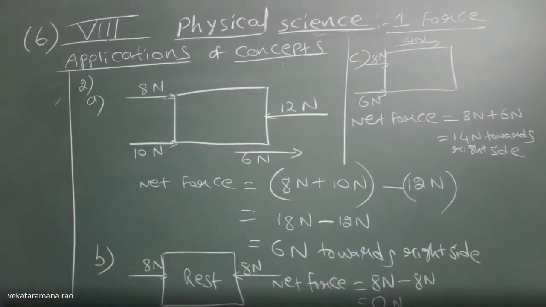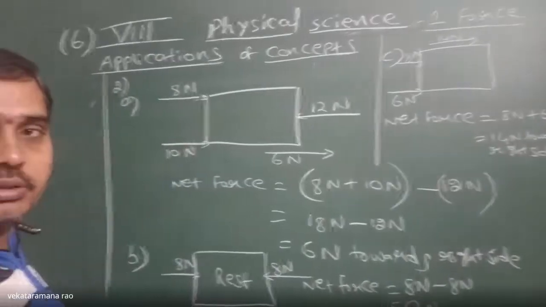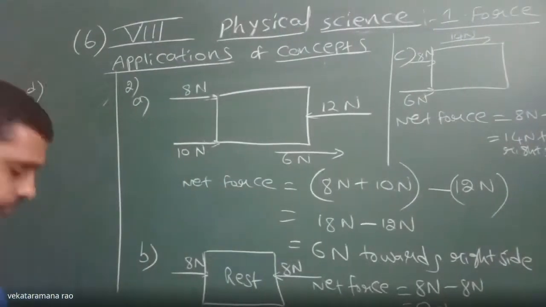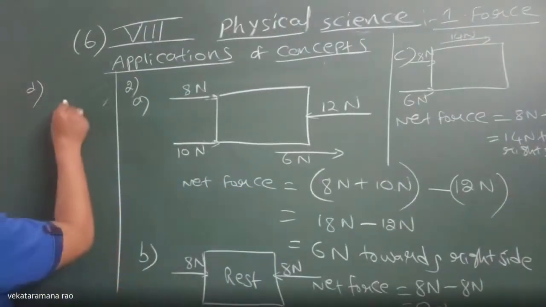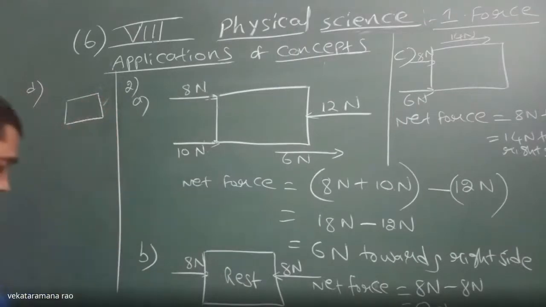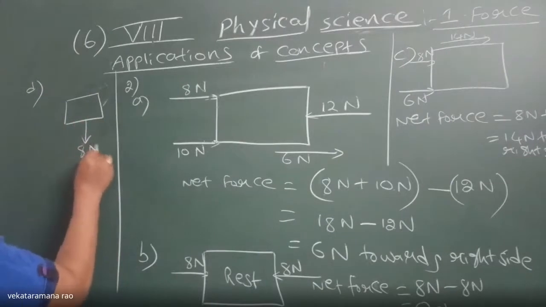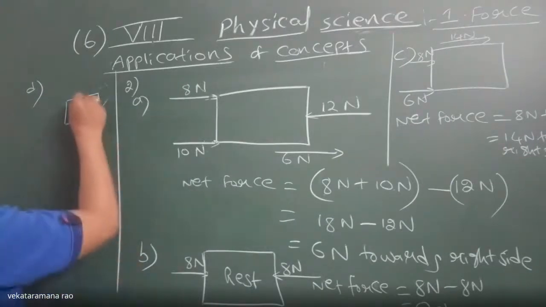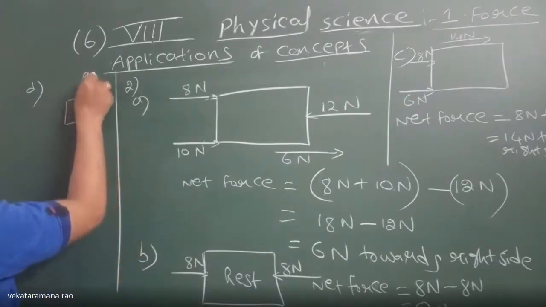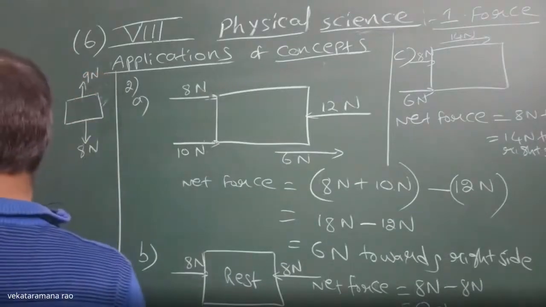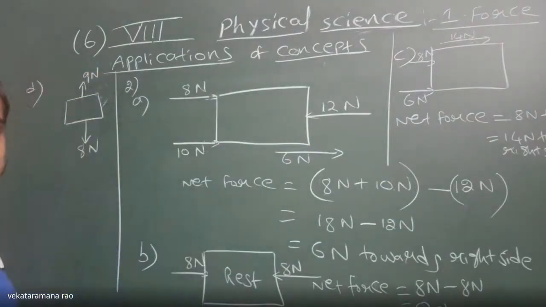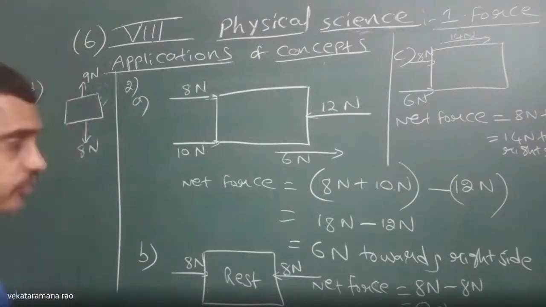Now what is the free body diagram here? Again one block is here. On that block, one force is acting vertically downwards and one force is acting vertically upwards. And in this case, what about the net force?